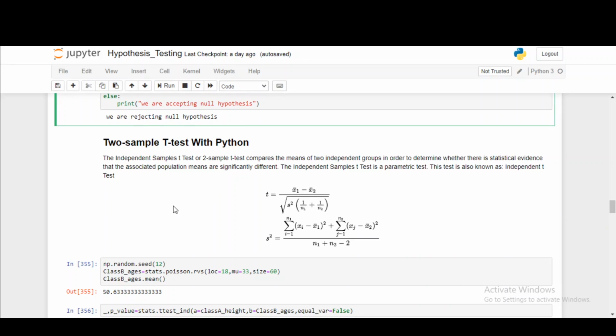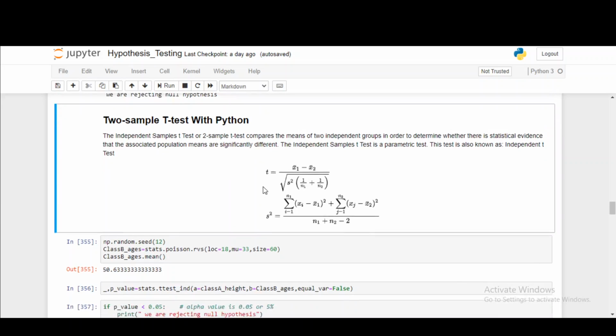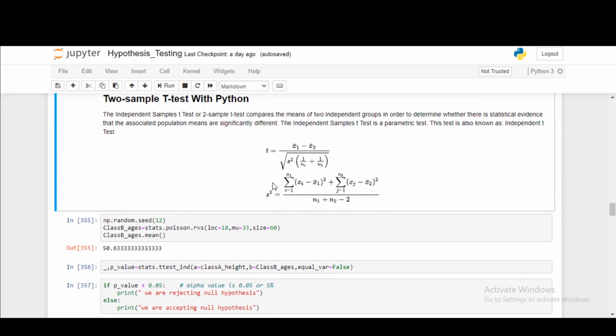Okay, so there is another t-test, that is the two sample t-test. What this two sample t-test does is compare two samples, the means of two independent groups, in order to determine whether there is statistical evidence that the associated population means are significantly different. So this is the formula for that. x1 will be the mean of one sample and x2 the mean of another sample, and we will be doing the two sample t-test.